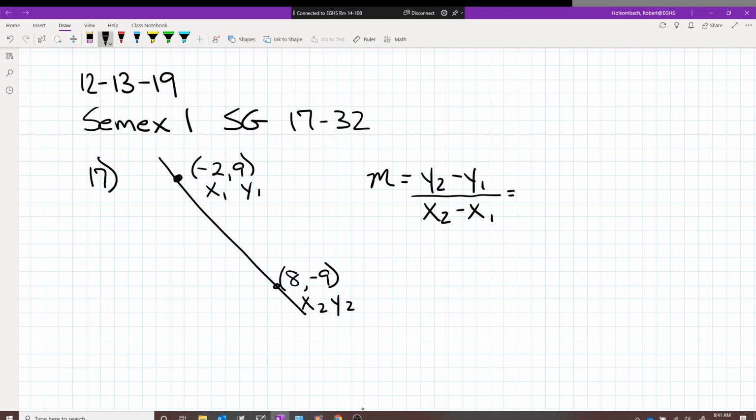So it becomes a substitution problem. We got -9 minus 9 divided by 8 minus -2. So -9 minus 9 would be -18. 8 minus -2 would be 10. Those are both divisible by 2, so this would simplify to -9/5.